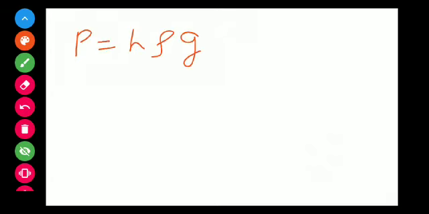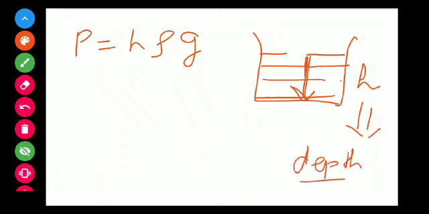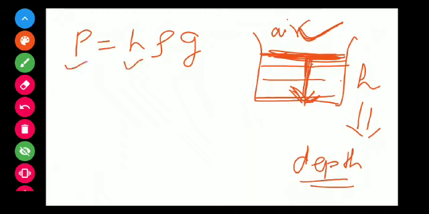And what is the height? Height of liquid measured from the surface of the liquid. So we measure the height from this side. This is your height. We can also say that height is the depth of the liquid, and we measure the depth from the free surface. This is the free surface of the liquid, because there is air above this surface, and we call it a free surface. We measure the height or depth of the liquid from the free surface. So this is your depth. Therefore the pressure exerted by a liquid depends upon the depth of the liquid.